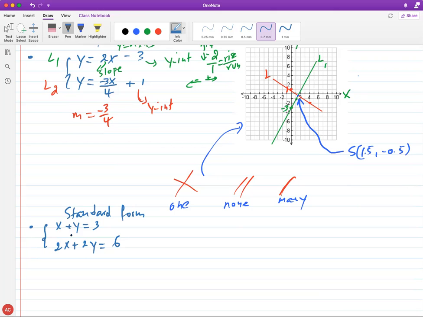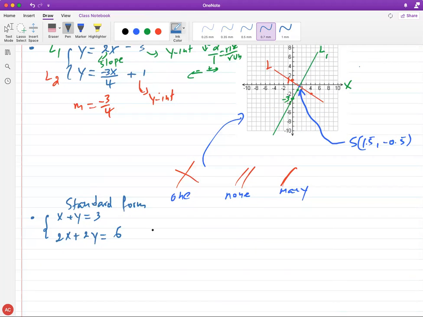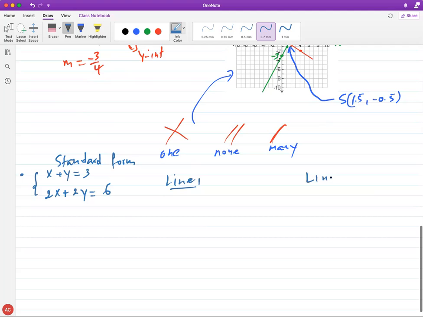And when lines are in standard form, we can't use the rise and the run right away, unless we change these into a form like this, or we need to use what we call the intercepts. We talked about this before, so we're going to need a table for each line in order to graph it. So we're going to graph line 1 and then line 2. For each one, we need a little table with X and Y, and the X and Y intercepts.